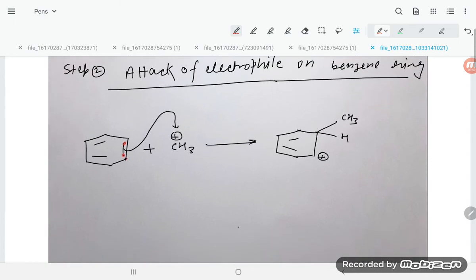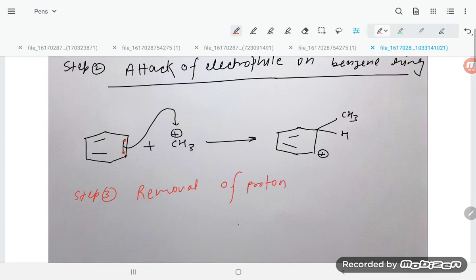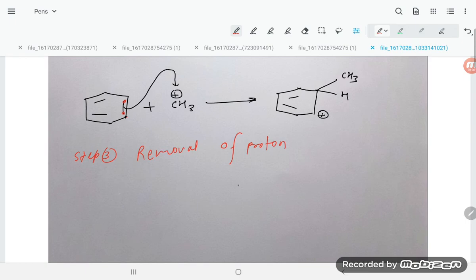And in the last step, student, step number 3, that is removal of proton. So dear student, in the removal of proton step, here there is the carbocation. This is nothing but, student, the carbocation, the positive charge on the carbon is known as carbocation. So here this is CH3, this is H, here is the positive charge, student.